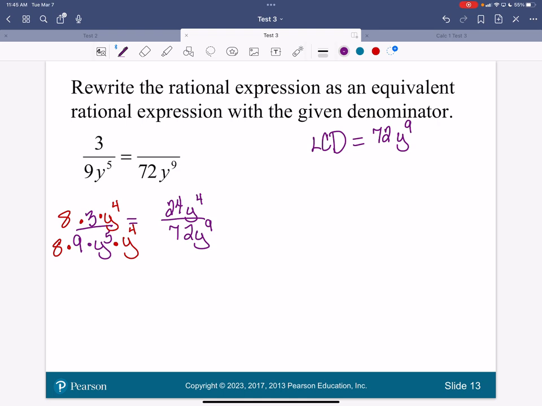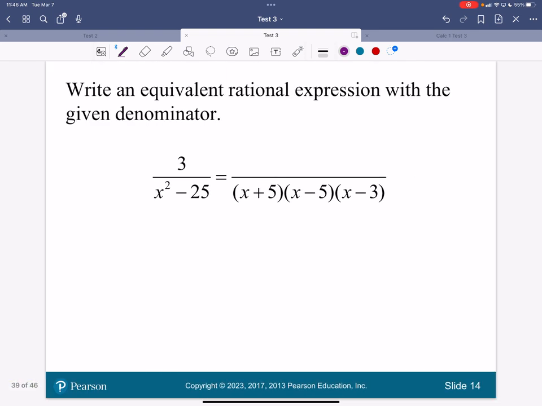Now, let's do one more, and then I promise we're going to do addition and subtraction of unlike denominators. Write an equivalent rational expression with the given denominator. The denominator that we need is x plus 5, x minus 5, x minus 3. The denominator that we have is x squared minus 25. So I'm going to rewrite this. What does x squared minus 25 factor to?